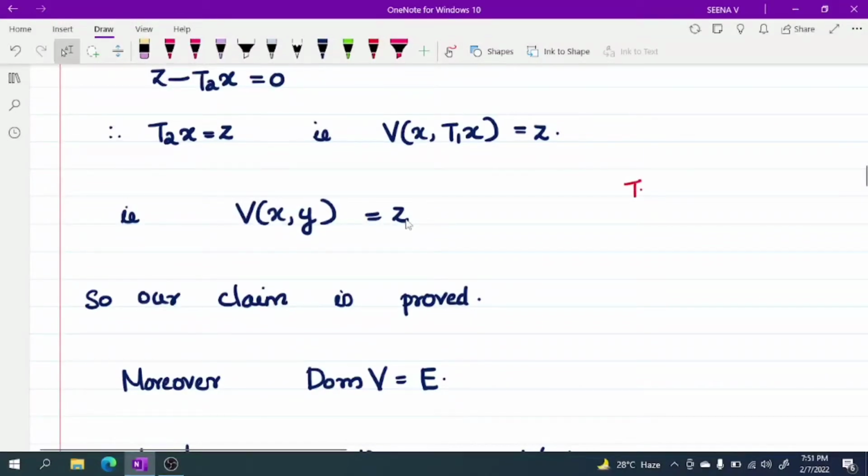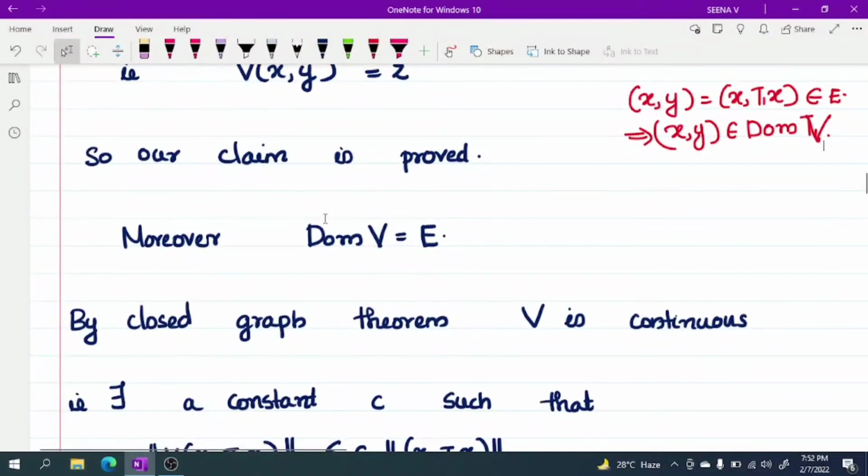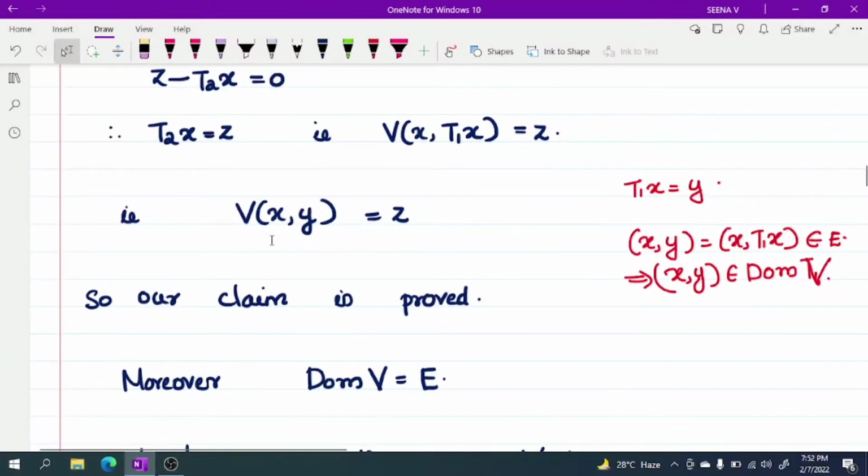T1x is equal to y. So what is (x, y)? (x, y) is actually (x, T1x). Therefore, this clearly belongs to E. This implies (x, y) belongs to the domain of V. Therefore, (x, y) belongs to the domain of V and V of (x, y) equal to z. That implies V is a closed graph operator.